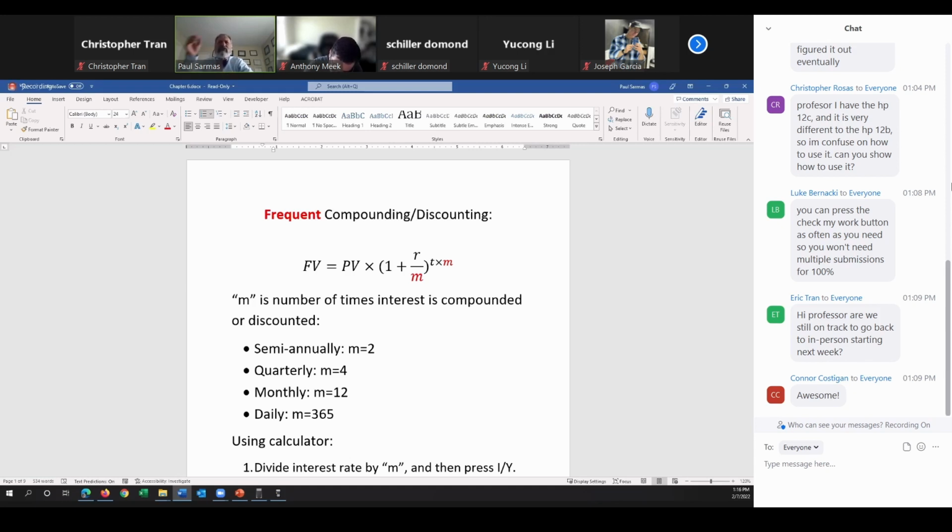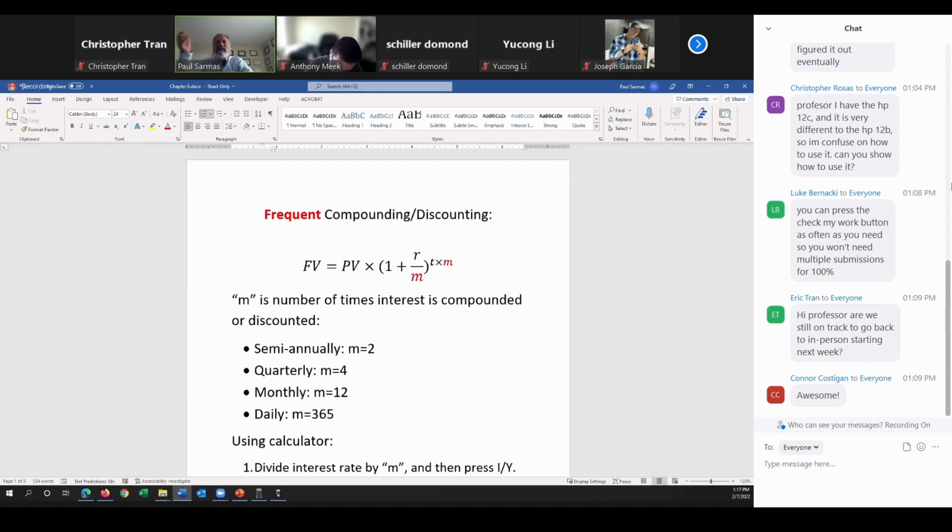Practical examples: your home mortgage and your automobile loan are monthly. Interest rates are compounded monthly. Whereas your savings account interest may be compounded at a fraction of a second. Your credit card company charges you a daily interest rate. So you can have frequently compounded or discounted interest rates.